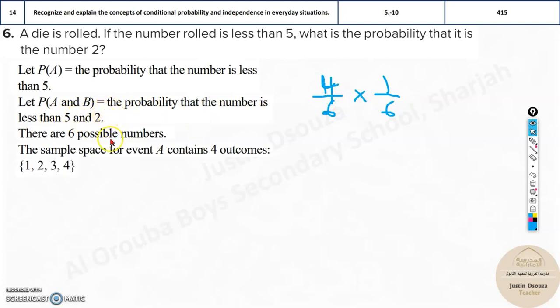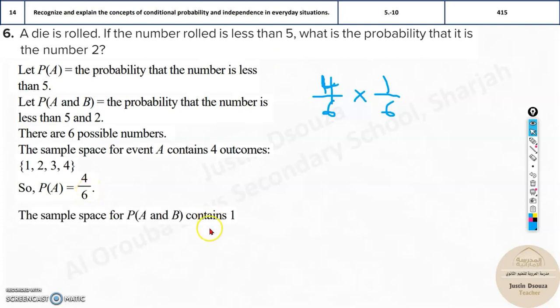Let's see all the sample spaces for the first condition. The number less than 5, it is 1, 2, 3, 4. Okay, the probability will be 4 by 6. Why? Because there are 4 favorable possibilities. Less than 5 will be 1, 2, 3, 4, and total possibilities of a die is only 6. So that is the answer, 4 by 6.